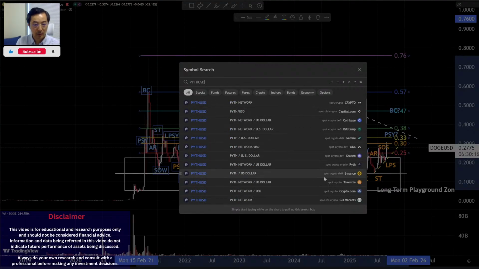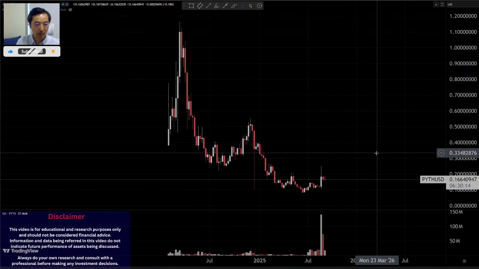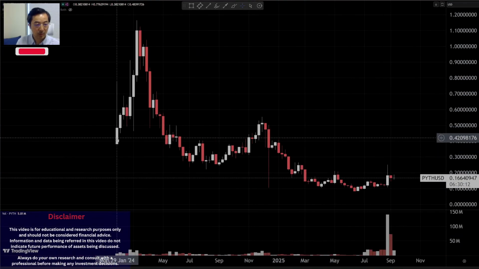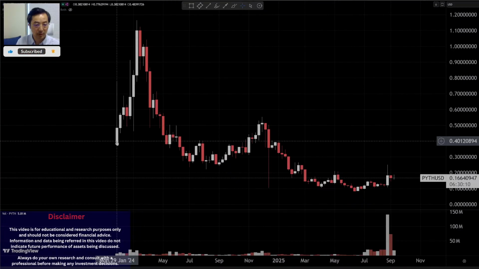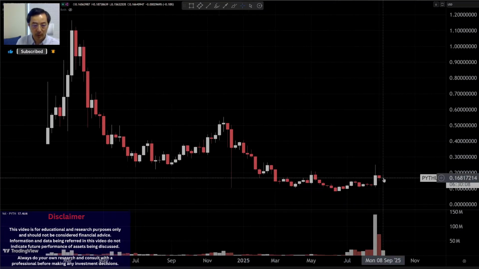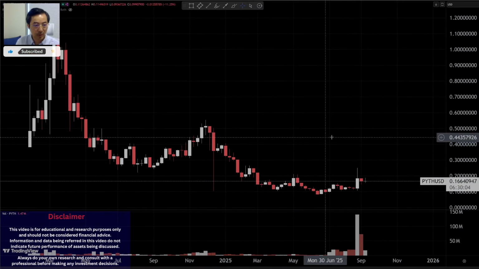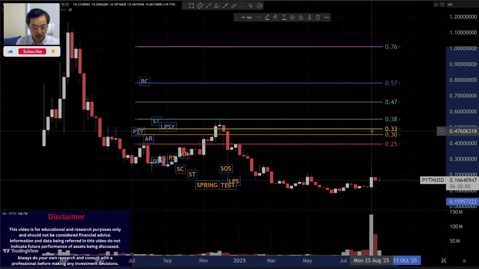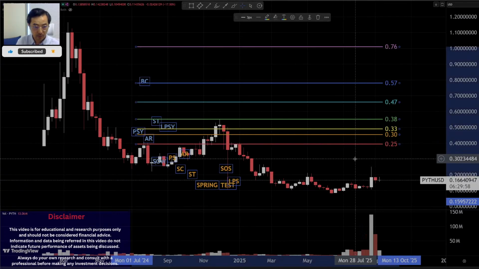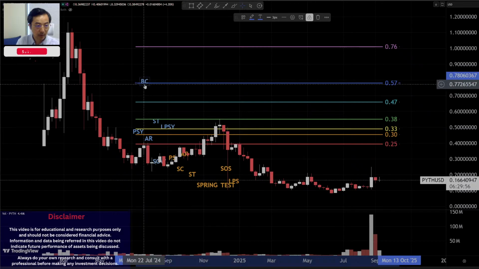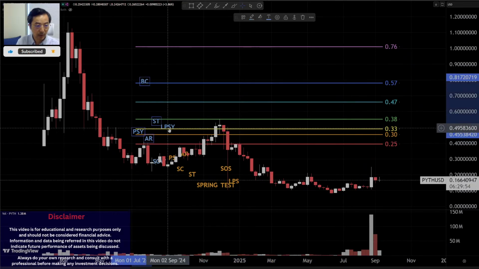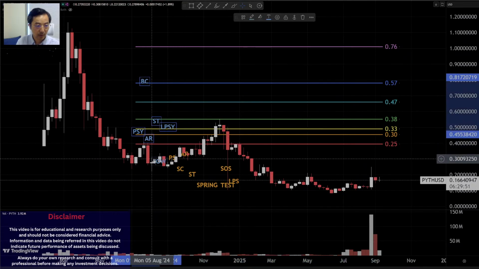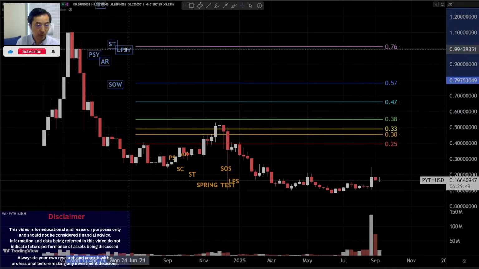USD. Let's pick this. It's got a longer history right there, all the way back to January 2024. And now we're in this week, about to finish this week's candle. Let's paste in what we have copied. First thing, let's get these tags away because they're blocking our view.